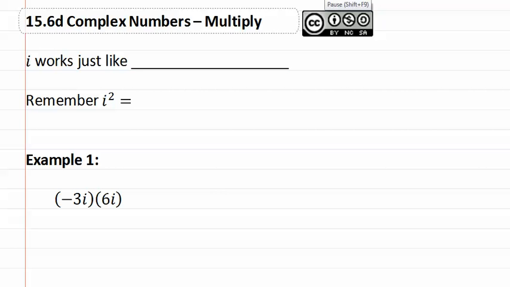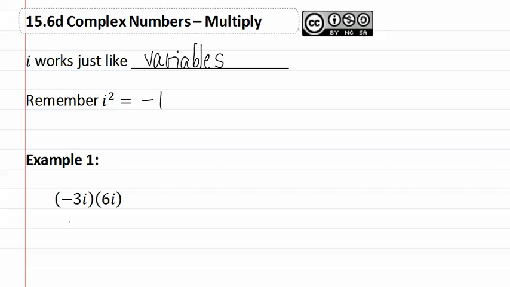15.6D, complex numbers, multiply. I works just like variables. And remember that i squared is just negative 1. So let's see our first multiplication.